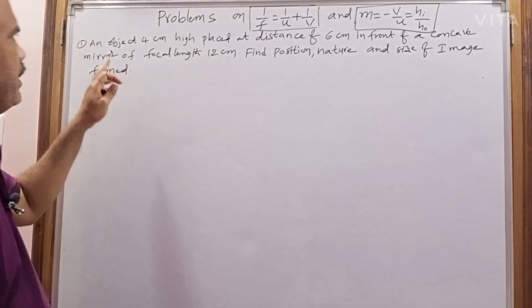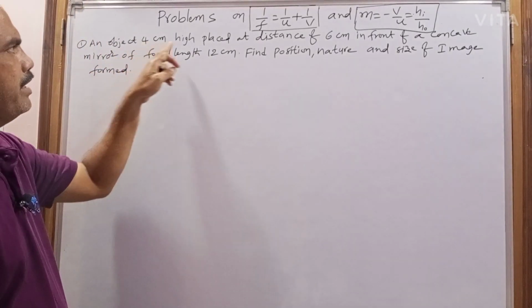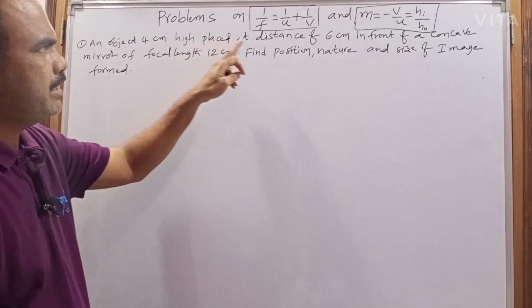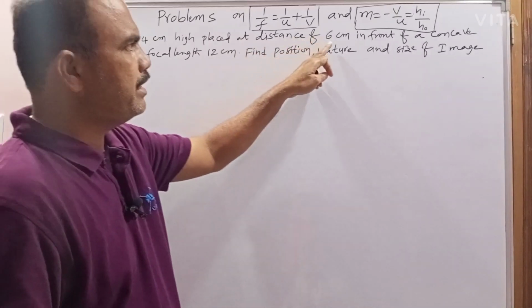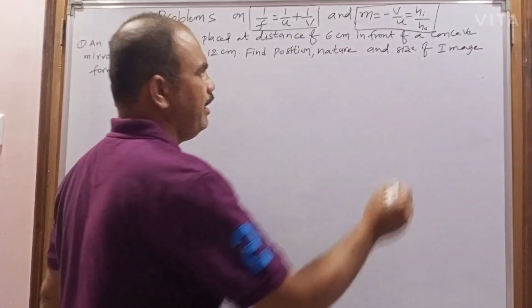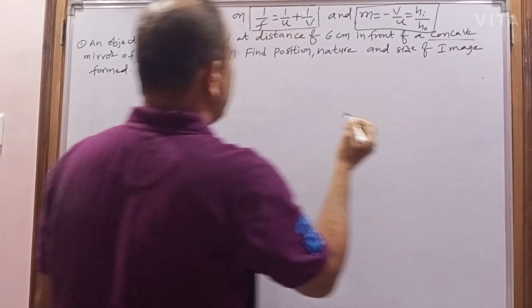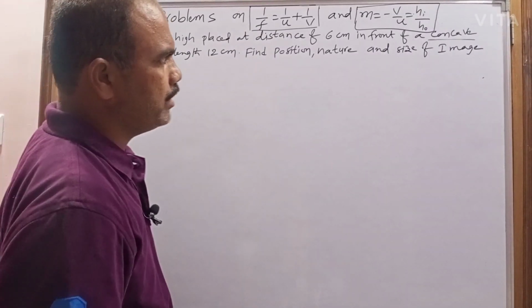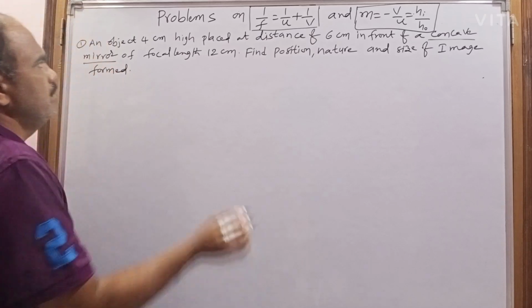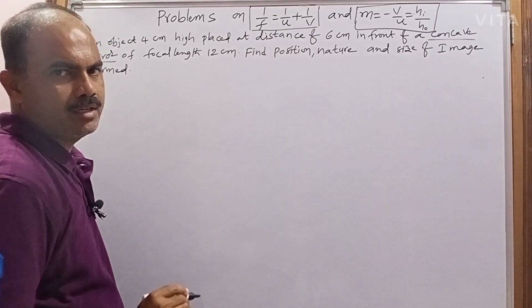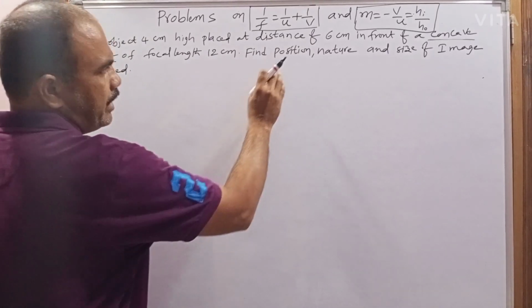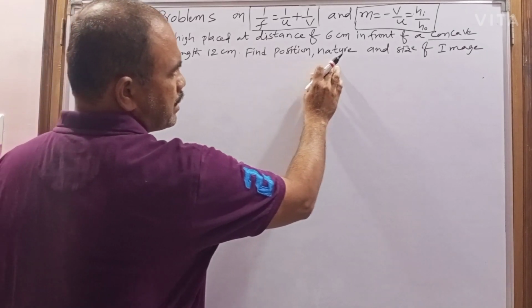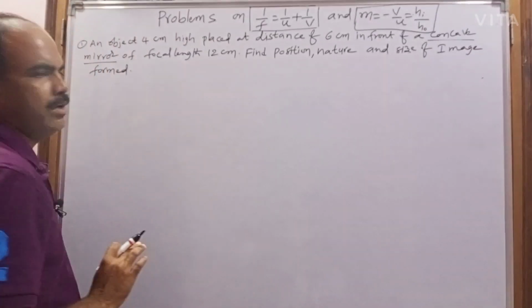The problem is: an object 4 cm high is placed at a distance of 6 cm in front of a concave mirror. That is nothing but the problem belongs to a concave mirror. The focal length is 12 cm. We have to find the position, nature and size of the image formed.